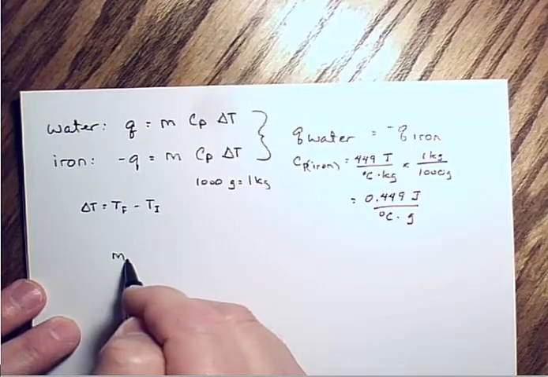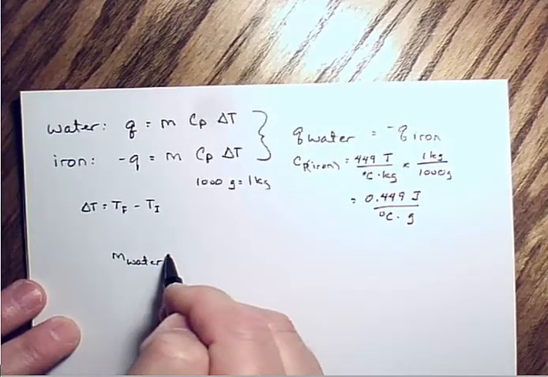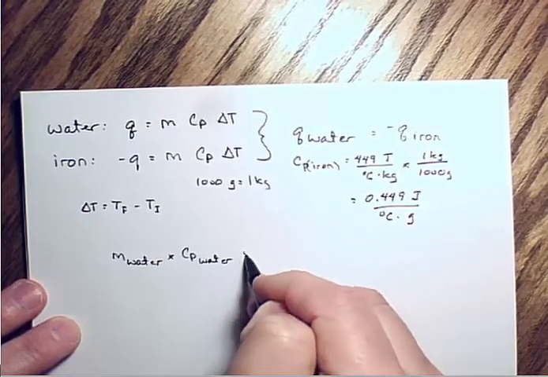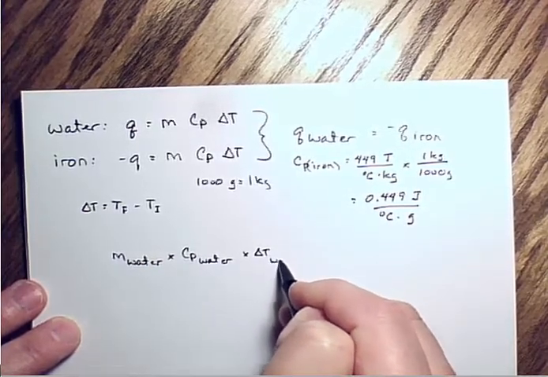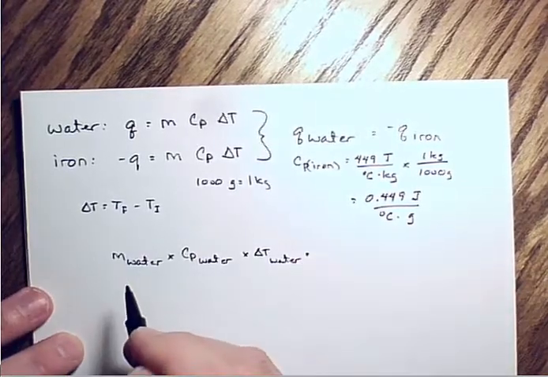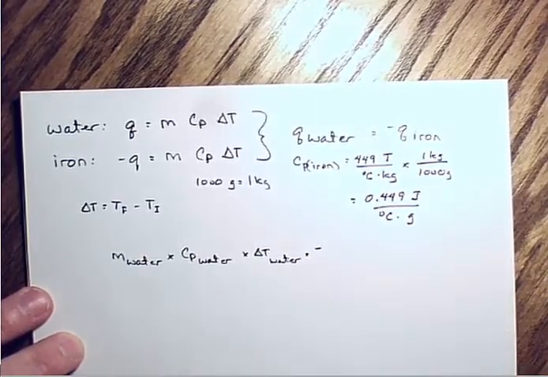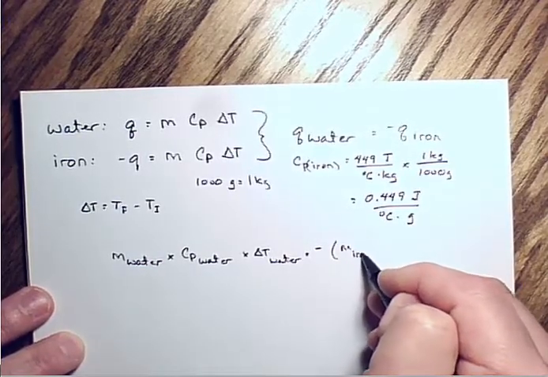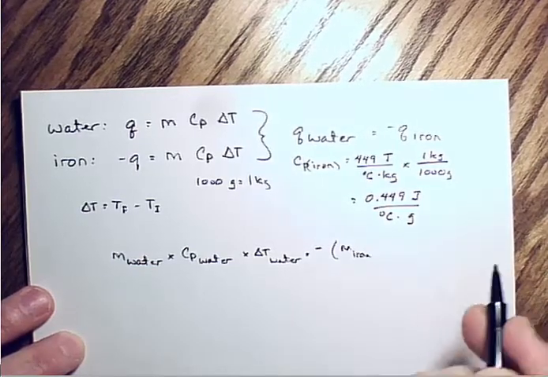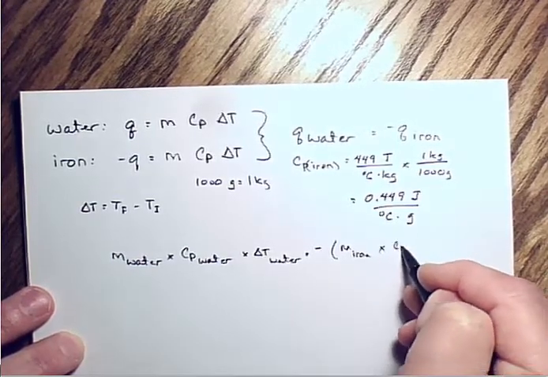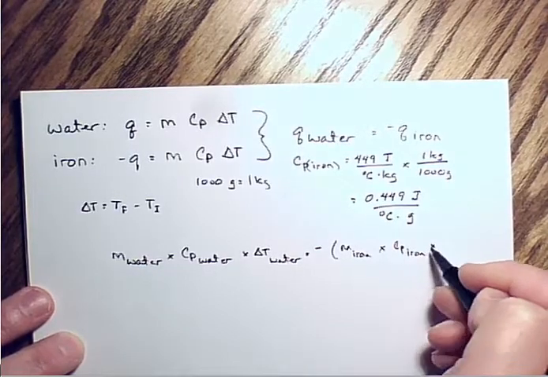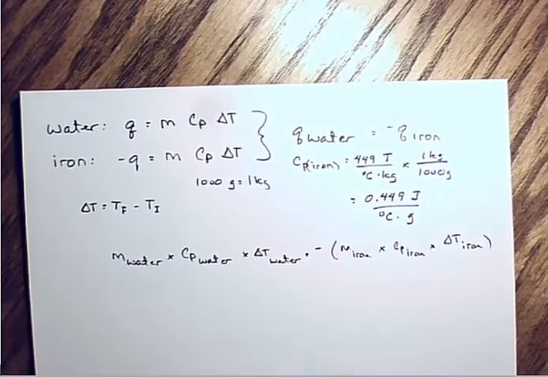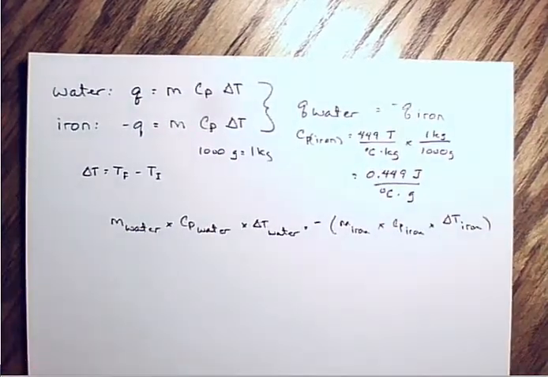So we've got the mass of water times the specific heat for the water times the change in temperature for the water. And that's going to equal the negative of the mass of the iron times the specific heat for the iron times the change in temperature for the iron. Got it? All right.